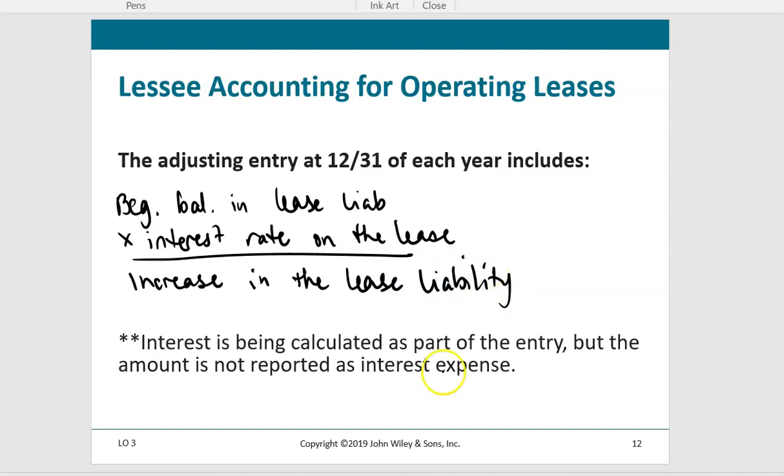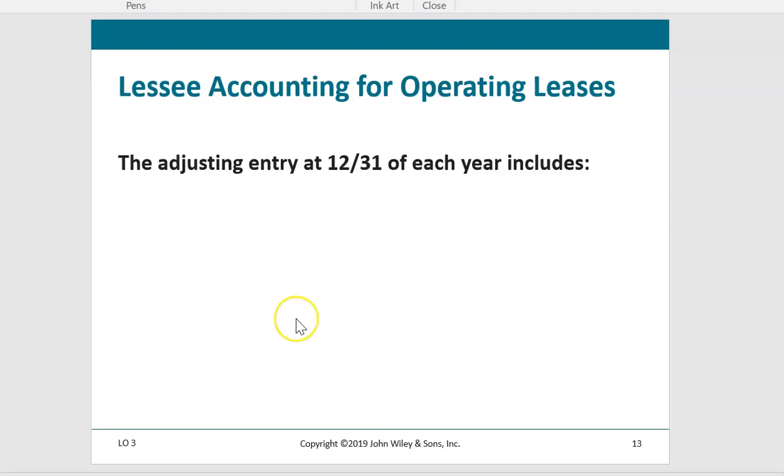See here, interest is being calculated as part of the entry, but the amount is not reported as interest expense. And then that third component, we said one component is lease expense. The second component is an increase in the lease liability. And the third component of our adjusting entry is we need to reduce that right of use asset.